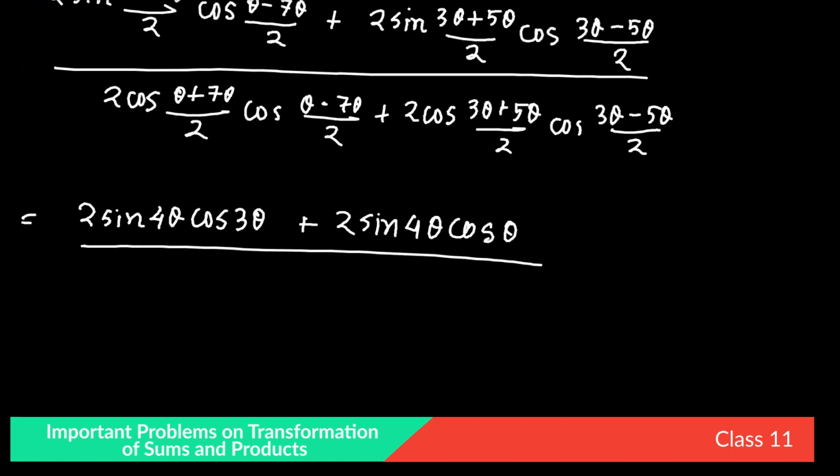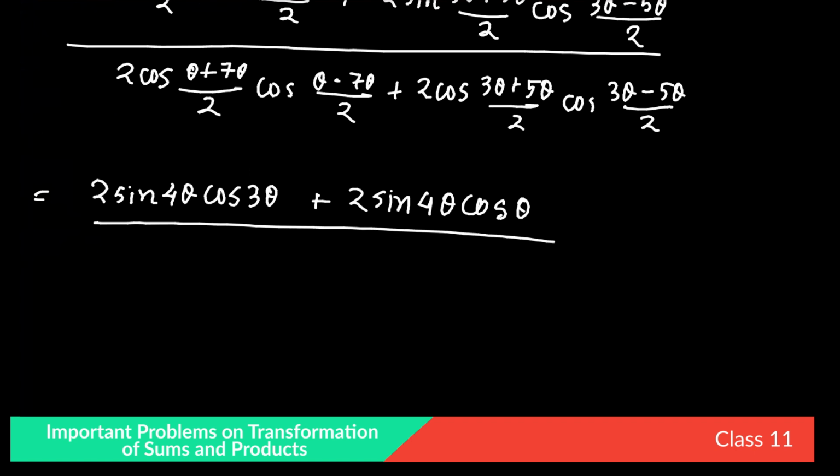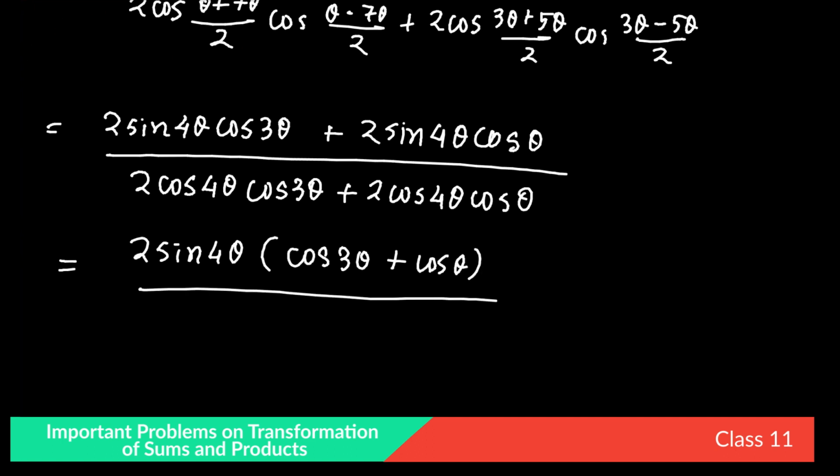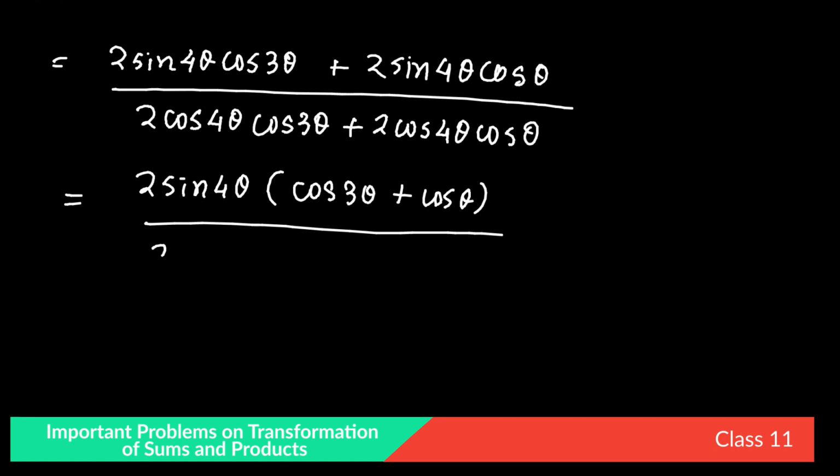Okay, by what we have is 2 cos 4 theta cos 3 theta plus 2 cos 4 theta cos theta. Now from this, from the numerator we can take 2 sine 4 theta common, so it is cos 3 theta plus cos theta, by, from the denominator we can take 2 cos 4 theta common, so it is cos 3 theta plus cos theta.